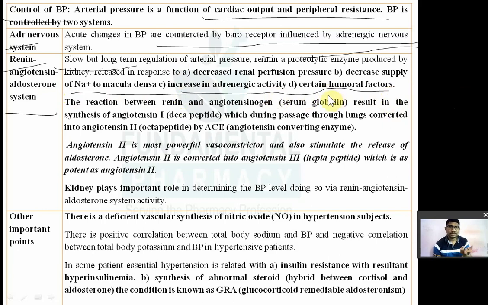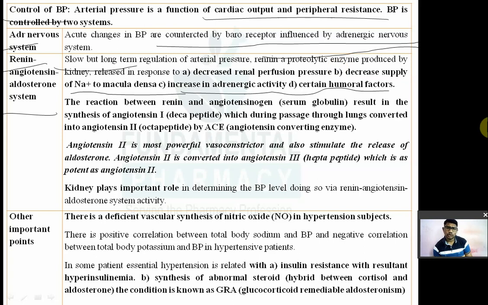So if there is a decrease in blood flow to the kidney, if there is a decreased supply of sodium to the macula densa, a particular area of your kidney, then the increase in adrenergic activity and certain hormonal factors contribute to the release of renin in the kidney. Now, what is the function of renin?